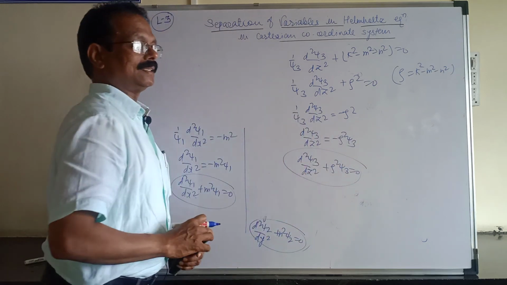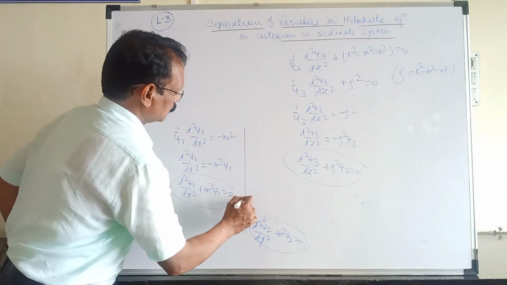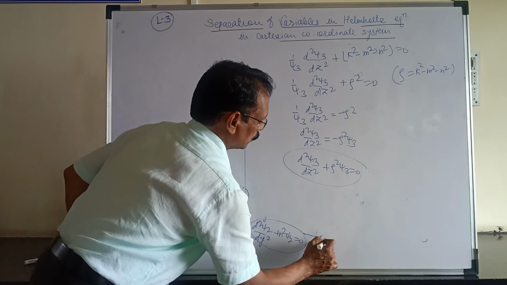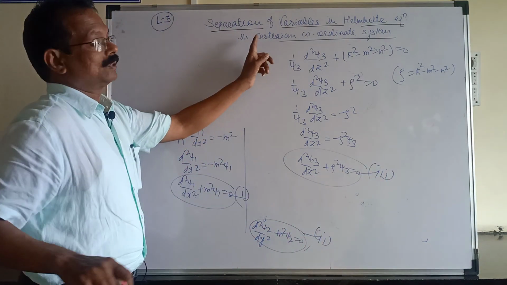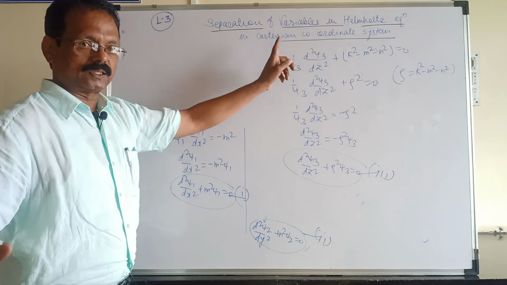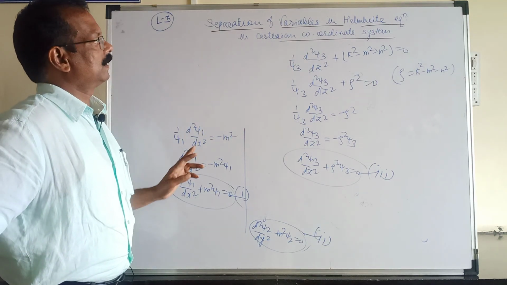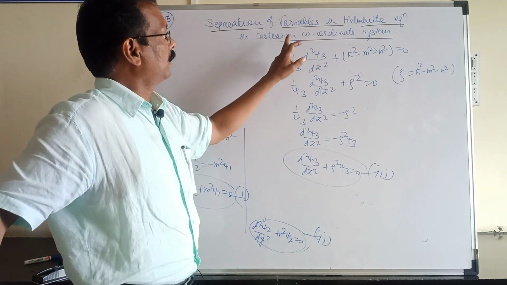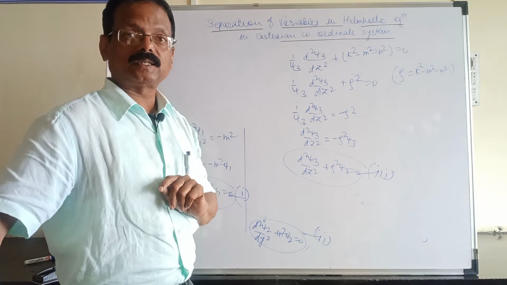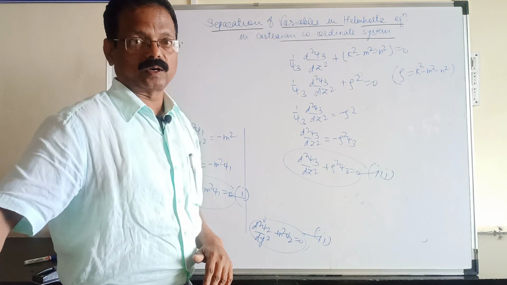So in this way, this is the first solution, this is the second solution, and this is the third solution of the Helmholtz equation in Cartesian coordinate system. Okay, so this is the separation of the Helmholtz equation in Cartesian coordinates. Next we have to see it in the spherical polar coordinate system and in the cylindrical coordinate system.